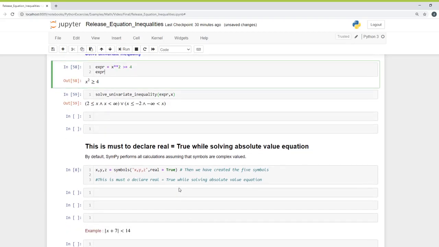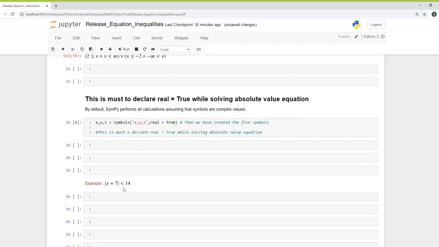Our next example is solving absolute value equations, for example, the absolute value of x plus 7 less than 14. This is an absolute value equation. When we declare variables in SymPy, by default they are complex. But for absolute value, we have to create them real. So we set real equal to true, and our x, y, z variables will now take only real values. This should be done before doing an absolute value equation.